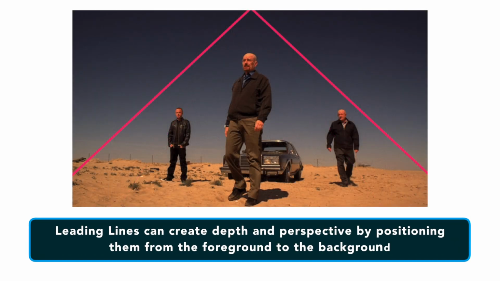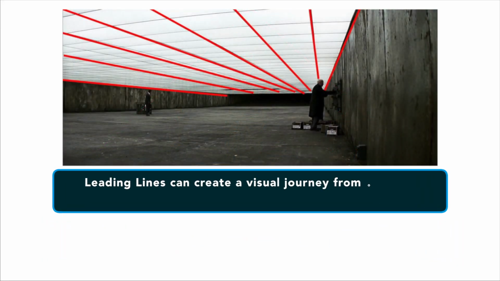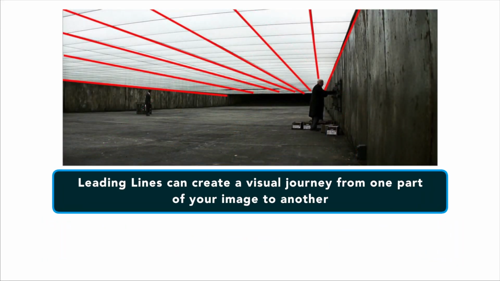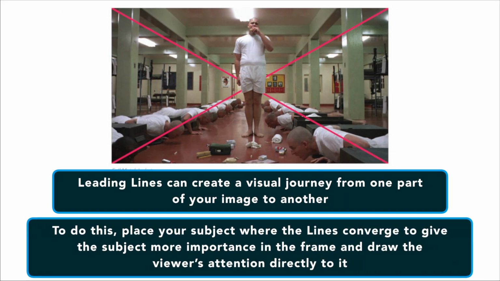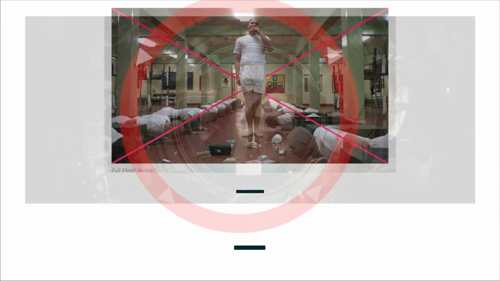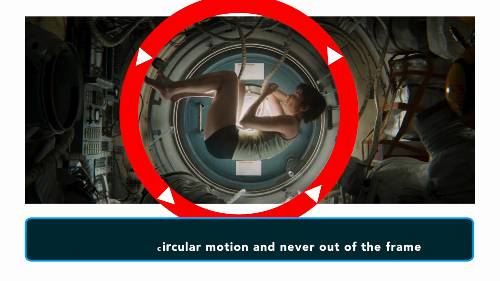Depending upon your intentions, you might create depth and perspective by positioning a strong line leading from the foreground to the background. You could create a visual journey from one part of the image or scene to another. You could place your subject where the lines converge to give the subject more importance in the frame and draw the viewer's attention directly to it, or you could try to make a cyclical composition with the lines leading the eye in a circular motion but never out of the frame.